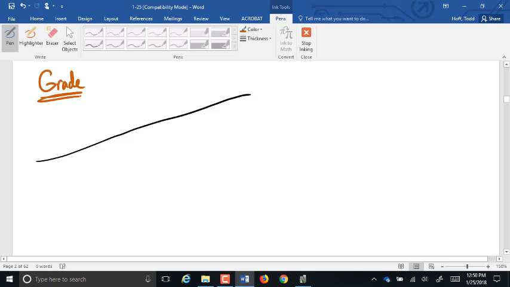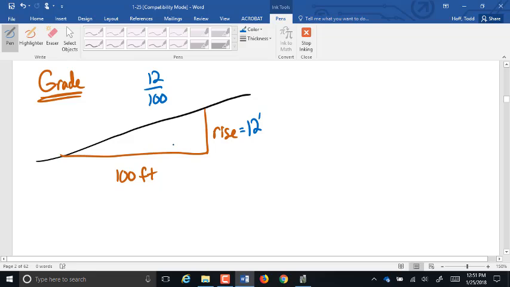A grade defines how steep the ground is. Grade is defined as rise per 100 feet of run. So let's say this rise here is 12 feet. That's a 12 out of 100 grade, or 12% grade.